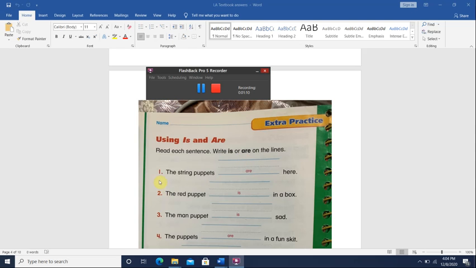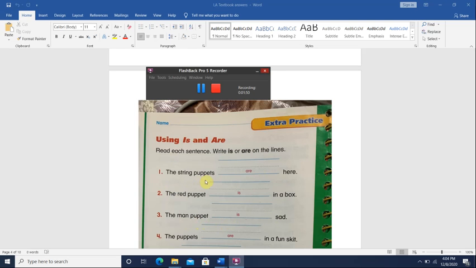Okay, so we have to see what the sentence is about. If it's about one thing, singular, we use is. If it's plural, you use are. So it says here, number 1, the string puppets blank here. The string puppets is plural, so we will use are. The string puppets are here. Number 2, the red puppet. The red puppet is only talking about one, so the red puppet is in a box. Number 3, the man puppet, also the sentence is about one, so we will use is.